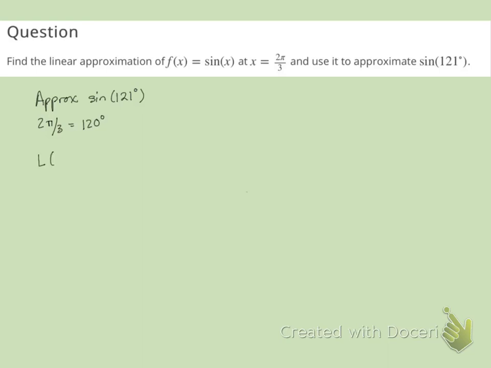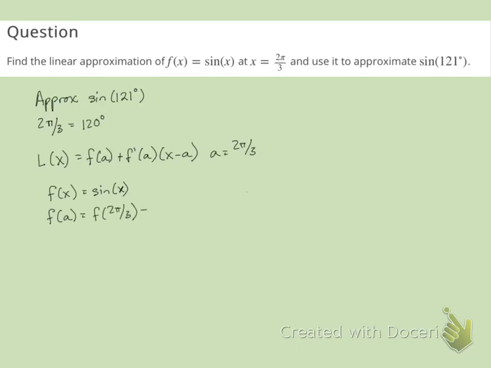So we know that our linear approximation model is L of x equal to f of a plus f prime of a times x minus a. And we want to find these values, and this is where a is going to be this 2 pi over 3. So we have f of x equal to sine of x. So that means that f of a is going to be this f of 2 pi over 3, which is sine of 2 pi over 3.